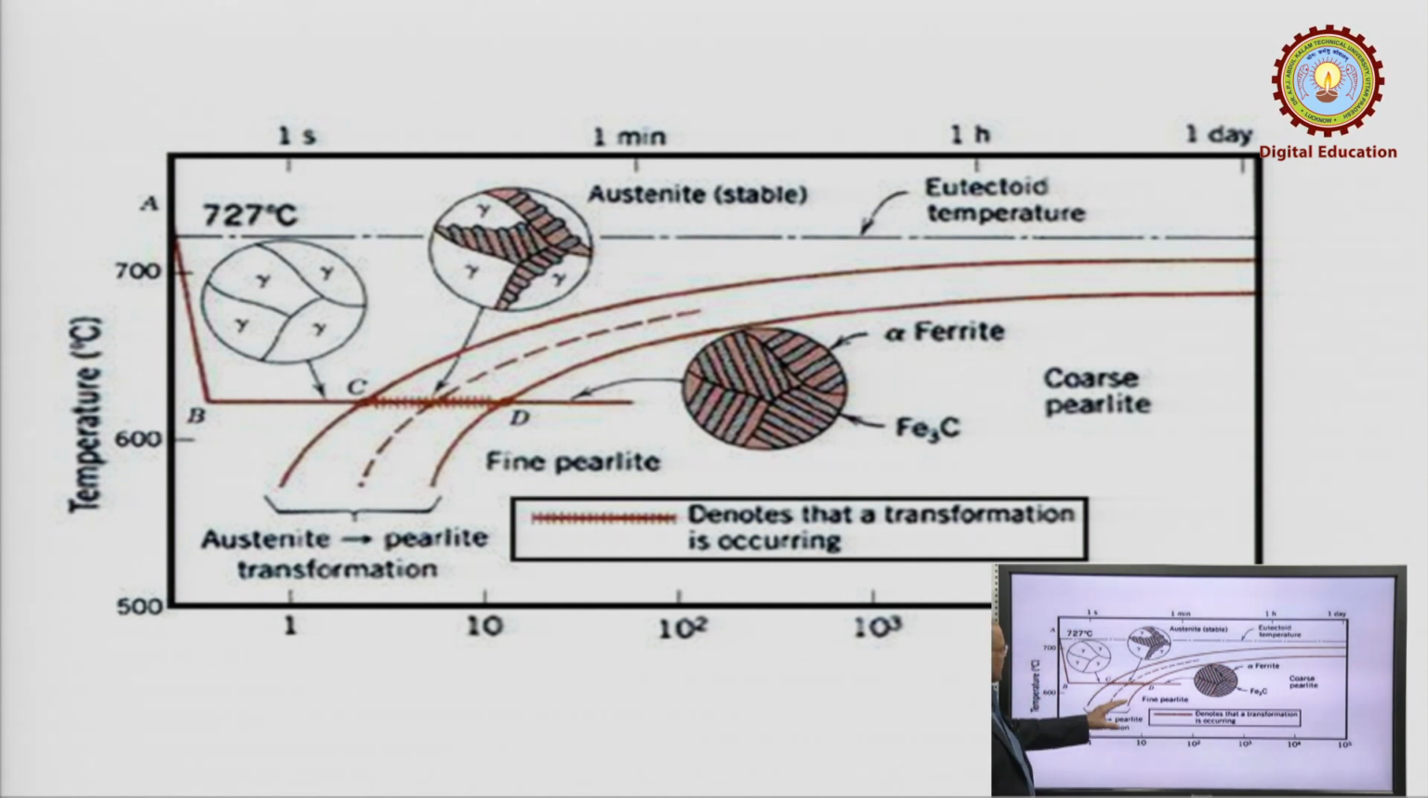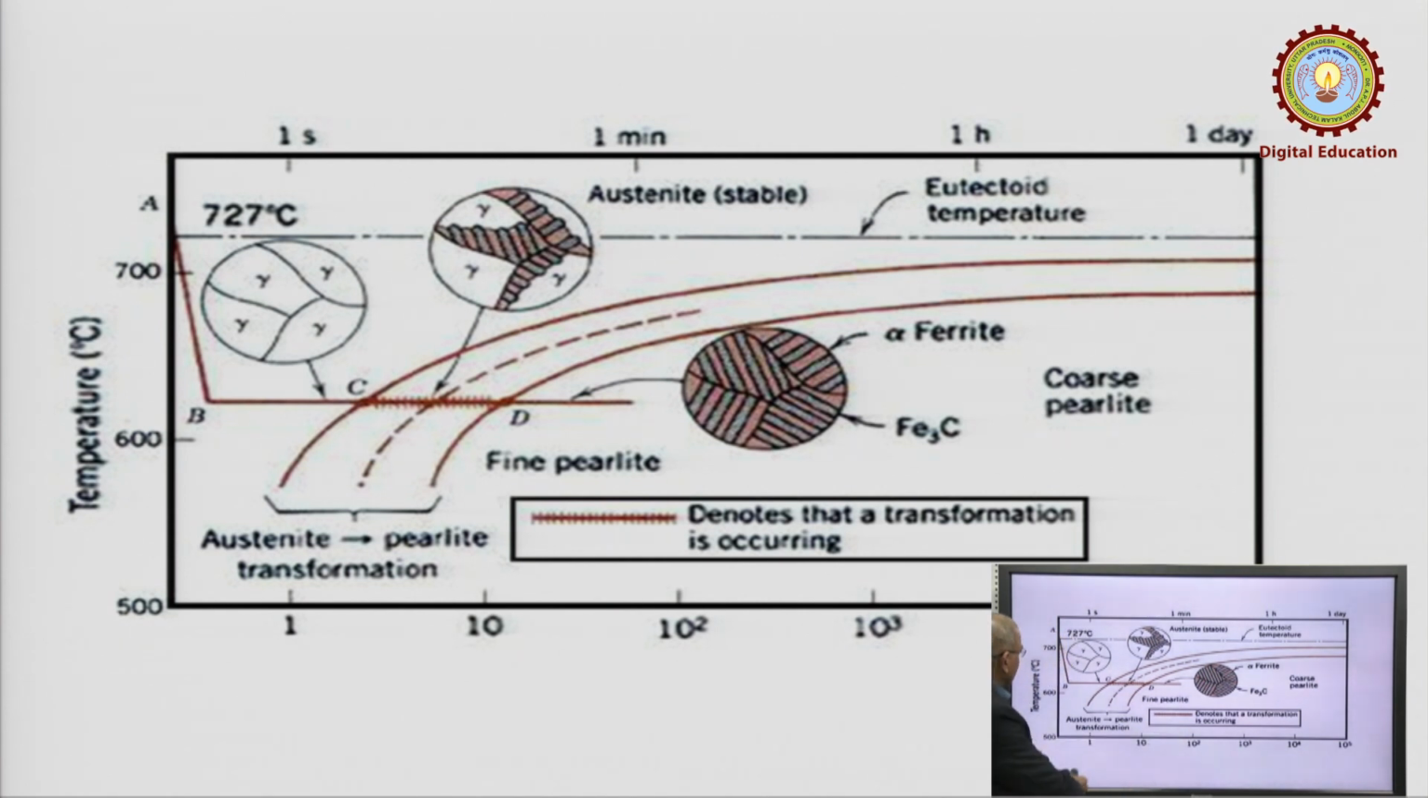This more precisely indicates how the transformation is taking place. This is part of the TTT diagram. You can see here that from 727 degrees centigrade the cooling has started. The drop in temperature continues up to point B, from A to B drastically, but from point B to D it is isothermal transformation. Isothermal transformation means no further cooling, it is taking place at constant temperature. So, it is a horizontal line with respect to temperature, with respect to time.